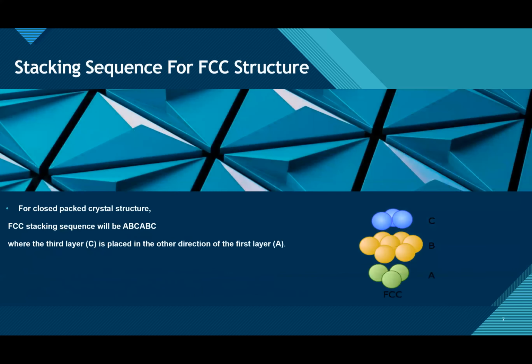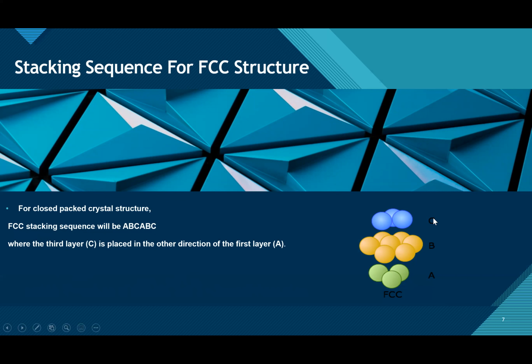The last thing I want to talk about before going to the 3D models is the stacking sequence for the FCC structure. So if we have 3 layers of atoms, A, B, and C, and if our structure is a close-packed crystal structure, the FCC stacking sequence is going to be A, B, C, and it's going to repeat again A, B, C, where the third layer, which is C, is going to be placed in the other direction of the first layer A.